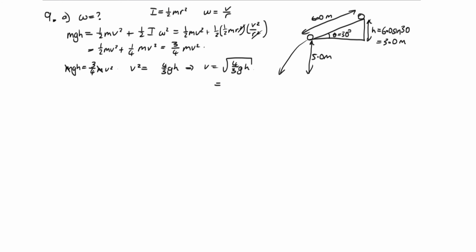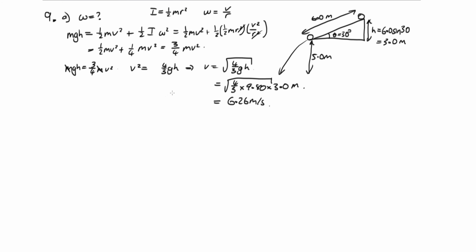Now, it will be useful later to actually have this value, so let's calculate it now. This is 4/3 times 9.80 times h, the height from which it rolled, which we've calculated up there was 3 meters. And so solving this on the calculator, we end up with 6.26 meters per second. Okay, but that's not what we were asked for in this question.